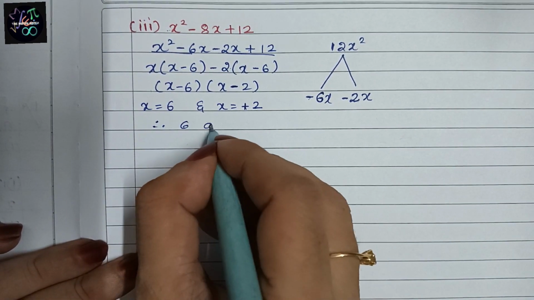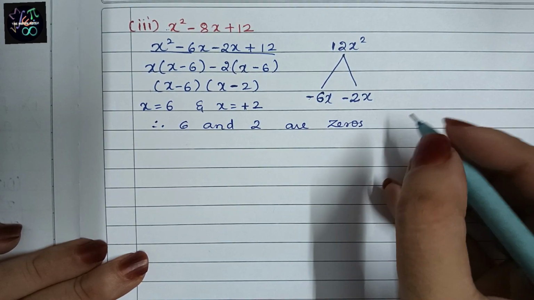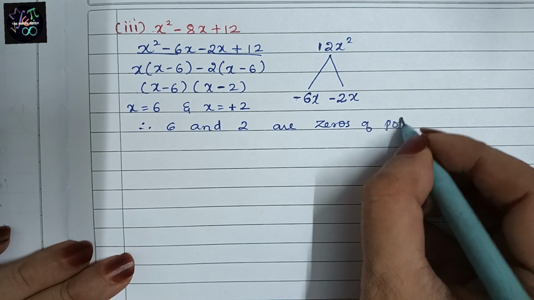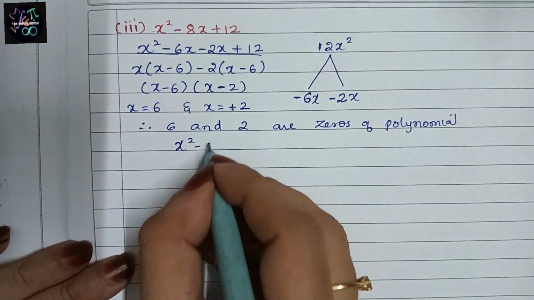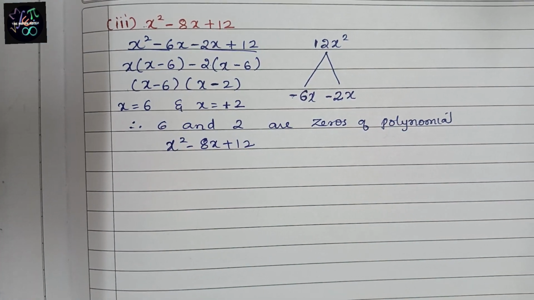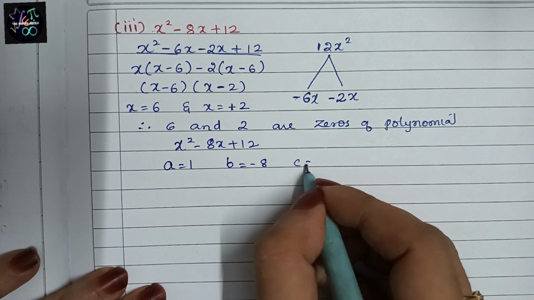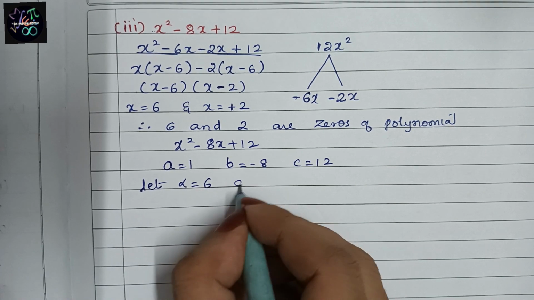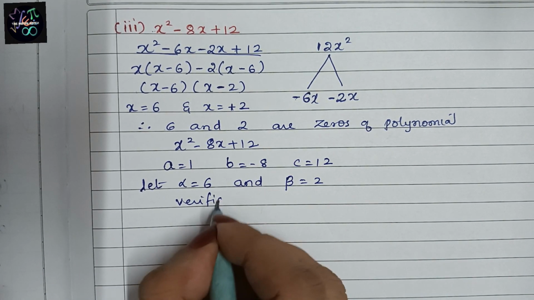Therefore 6 and 2 are zeros of the polynomial. Which polynomial? The given polynomial is x square minus 8x plus 12. So a is equal to 1, b is equal to minus 8 and c is equal to 12. In the same way, let alpha is equal to 6 and beta is equal to 2. Let us verify now. Verification.